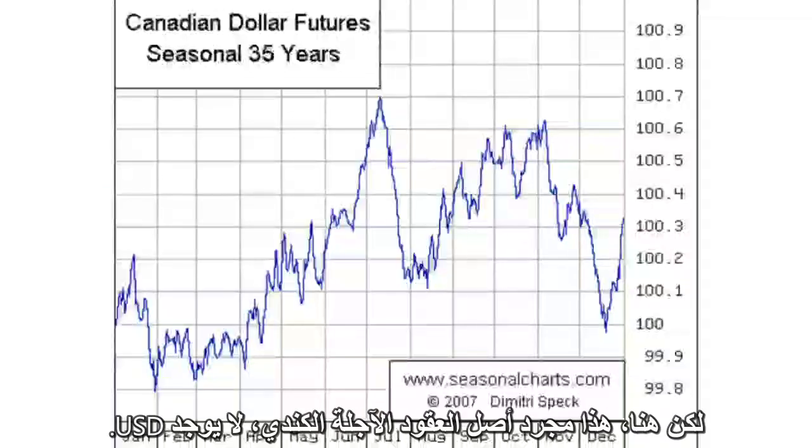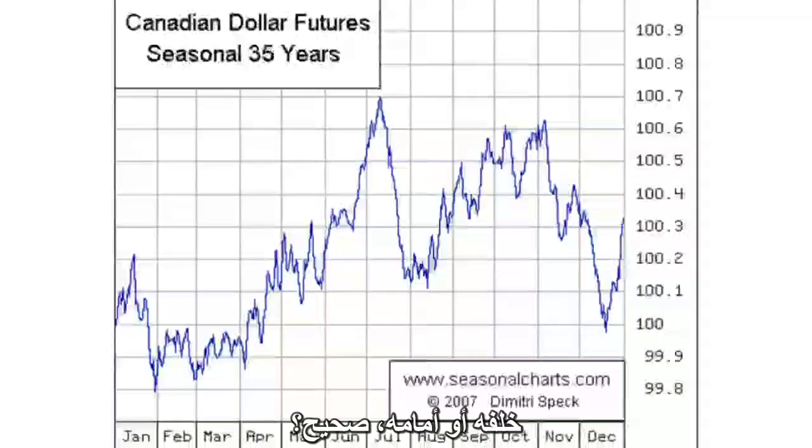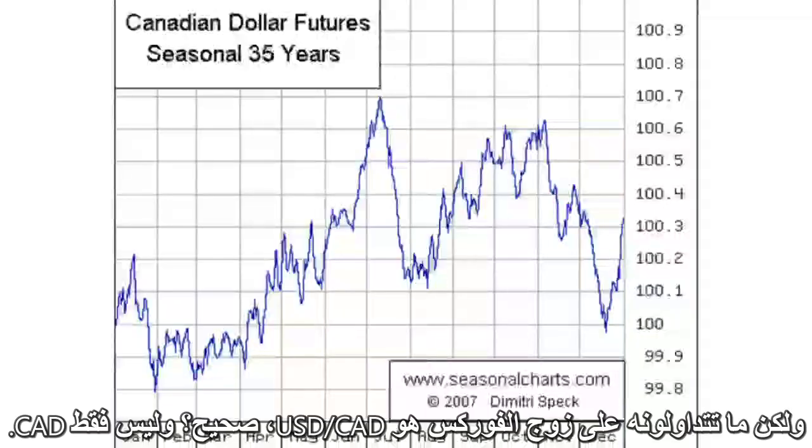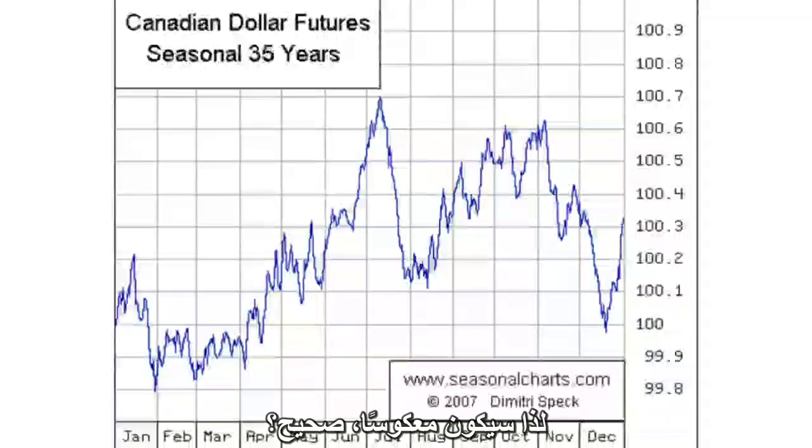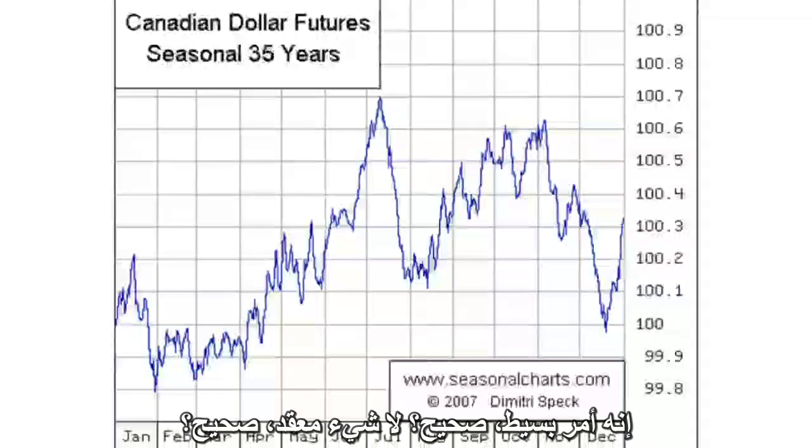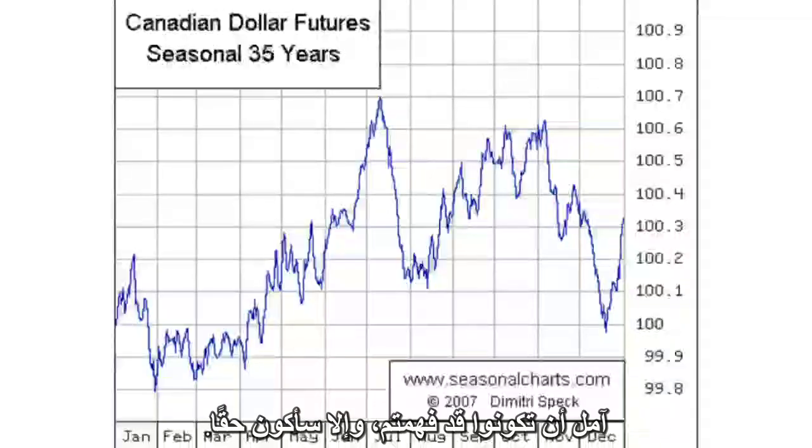But here this is just the Canadian future asset. There's no USD behind it or in front of it, right? But what you trade on the forex pair is USD CAD, and not just CAD. So it will be inverted, right? It's just a simple thing. Nothing complicated. Hopefully you got it, otherwise I'd be really disappointed.